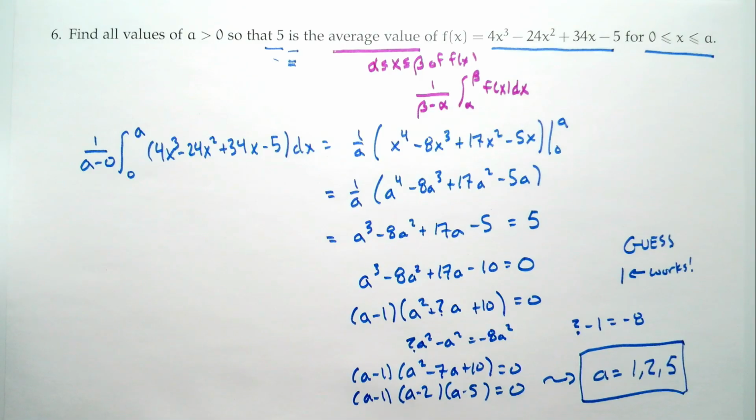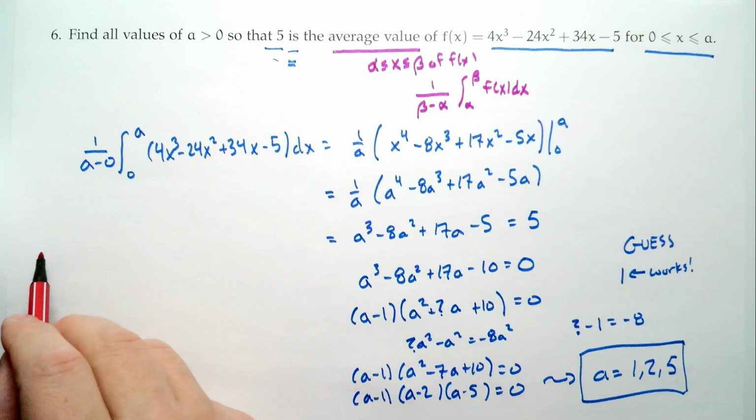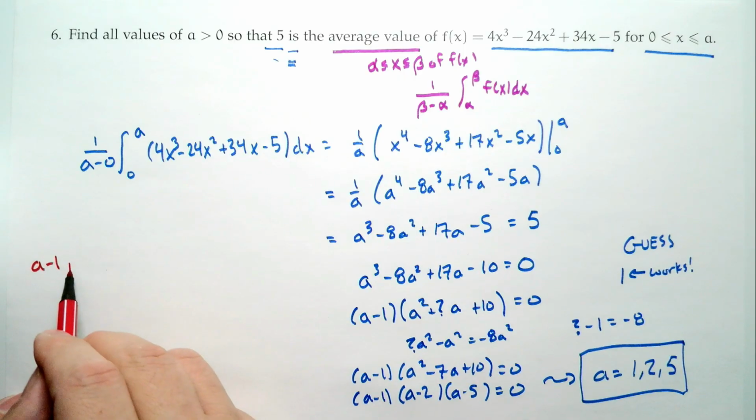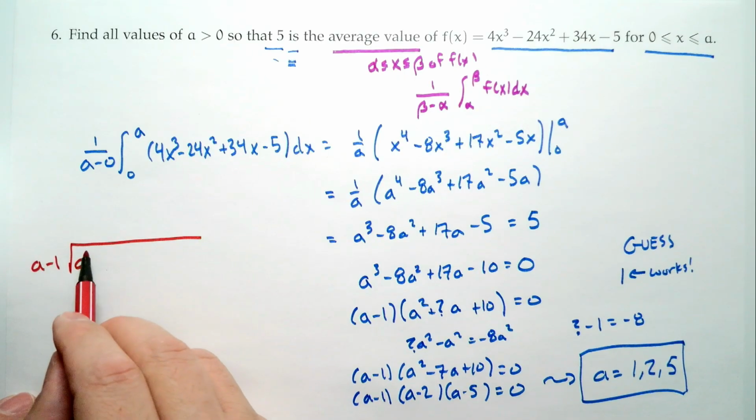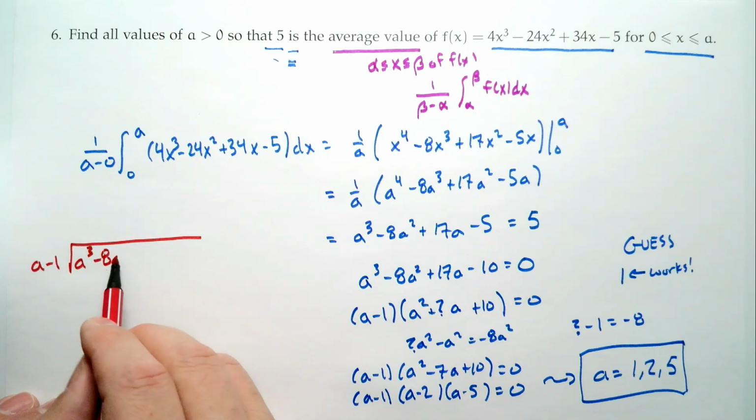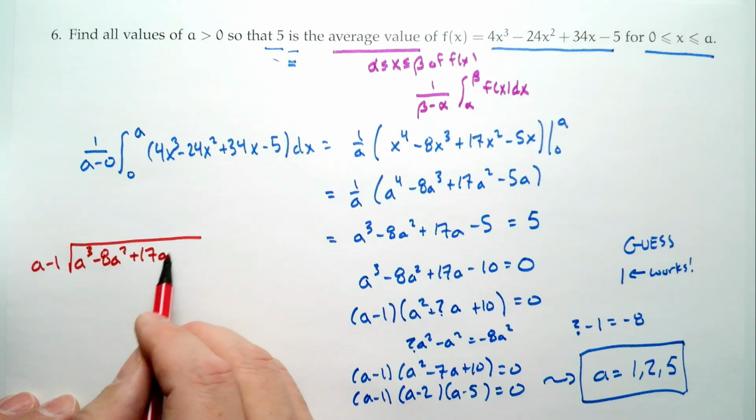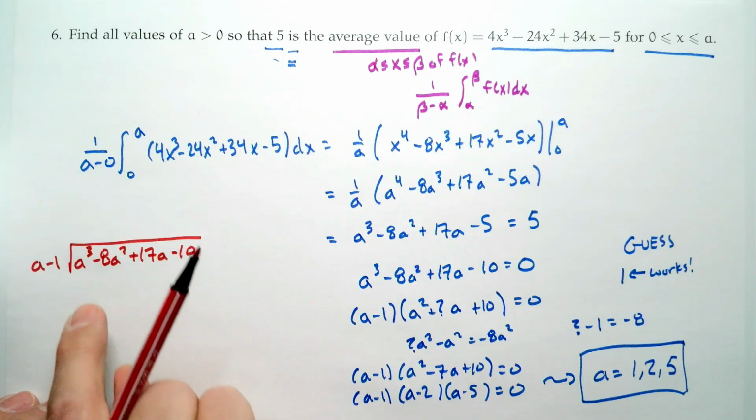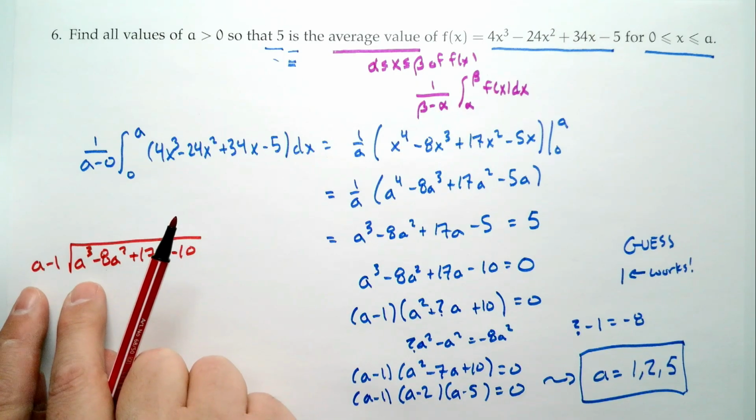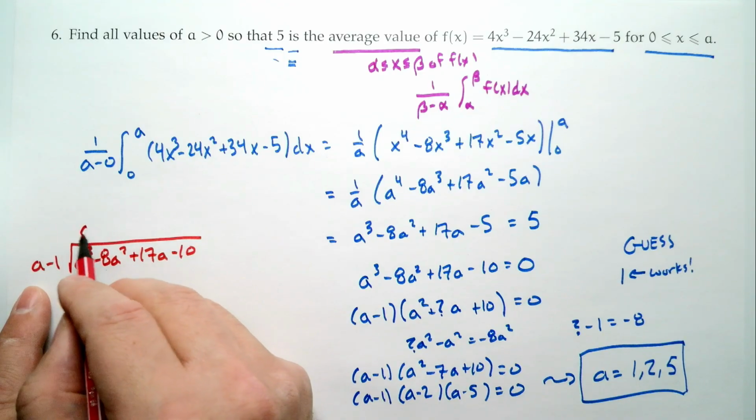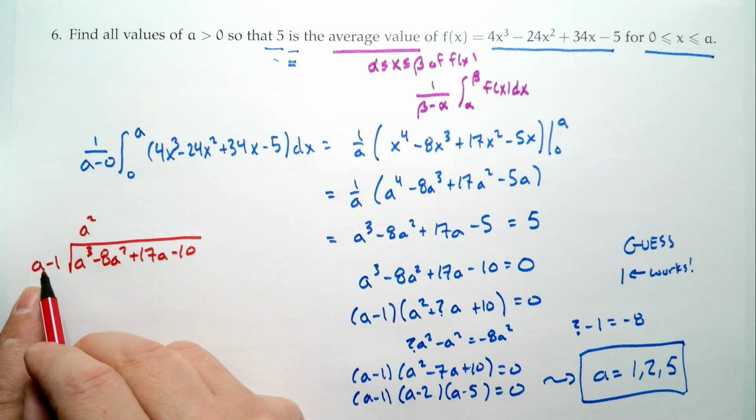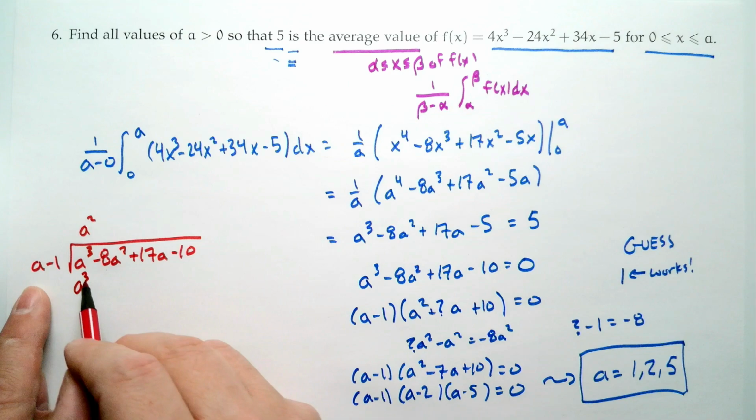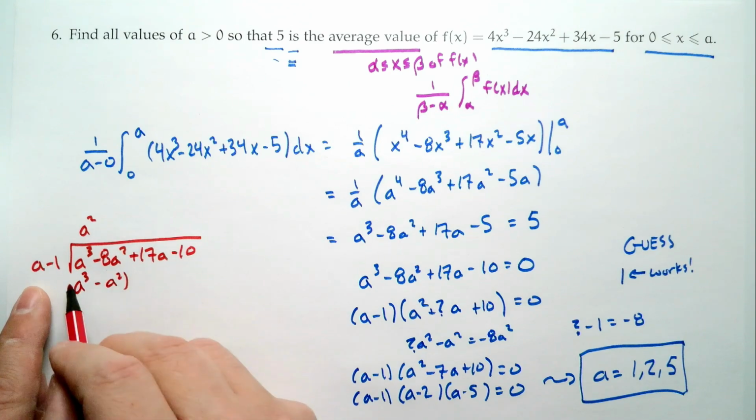Now, going back, if you wanted to do long division, it absolutely works. No worries. You would take a minus 1, divide it into a cubed, minus 8a squared, plus 17a minus 10. And the goal is you always think, okay, let me work with the highest terms. I need to get a cubed, so I take a times a squared. That gets me a cubed. So a squared times a minus 1 would be a cubed minus a squared.